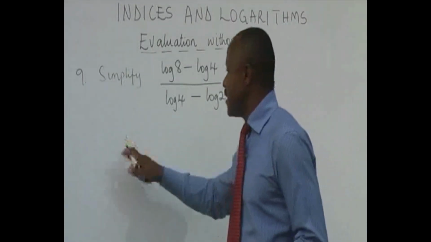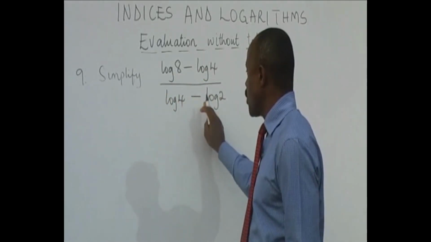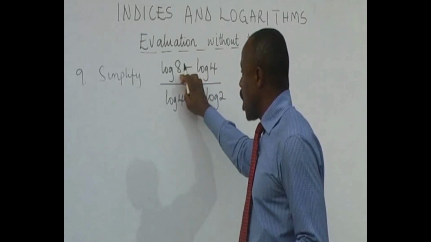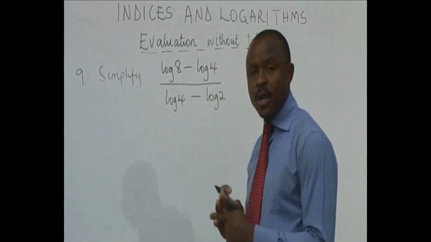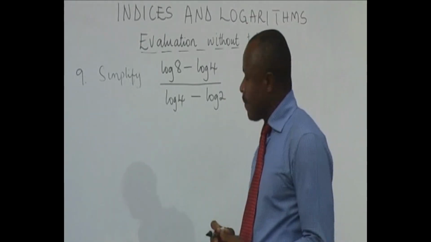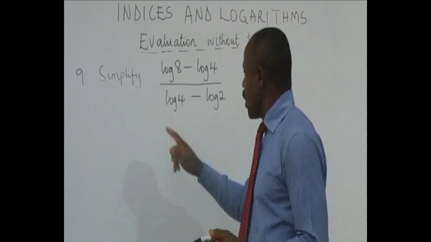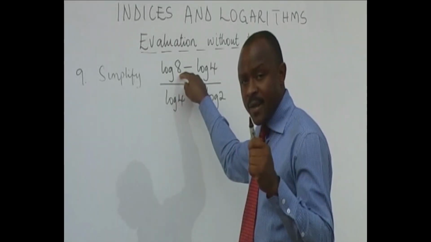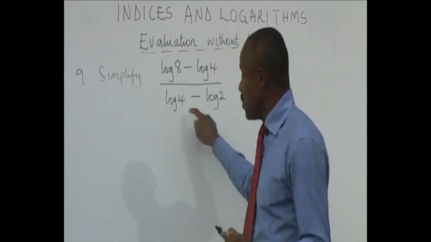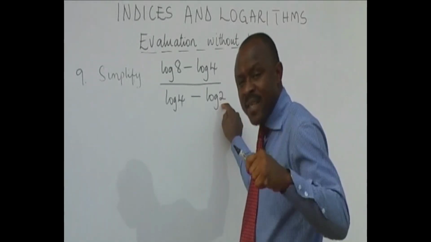Question number 9 says simplify log 8 minus log 4 divided by log 4 minus log 2. What to do here is this. You try to change all these figures to a particular base and then descend them to their factors. And the factor that is going to work here is the factor of 2. You know that 8 is 2 exponent 3. 4 is 2 exponent 2. The same thing, 4 is 2 exponent 2. And 2 is 2 exponent 1. So we are going to reduce them to the base of 2.